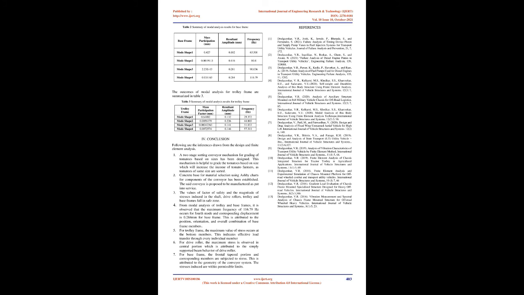5. For trolley frame, the maximum value of stress occurs at the bottom members. This indicates effective load transfer through every individual member. 6. For drive roller, the maximum stress is observed in central portion, which is attributed to the simply supported beam behavior of drive roller. 7. For base frame, the frontal tapered portion and corresponding members are subjected to stress. This is attributed to the geometry of the conveyor system. The stresses induced are within permissible limits.